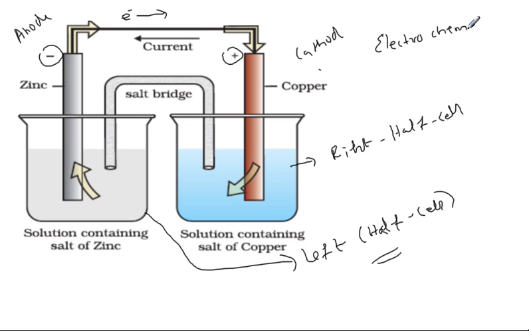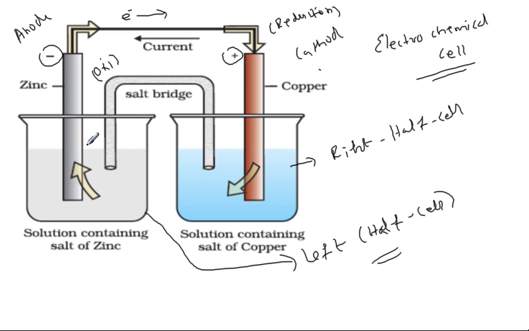Electrochemical cell. In the electrochemical cell, the negative electrode is the anode, where oxidation occurs. Oxidation on the anode, reduction on the cathode. On the positive electrode side, reduction occurs.